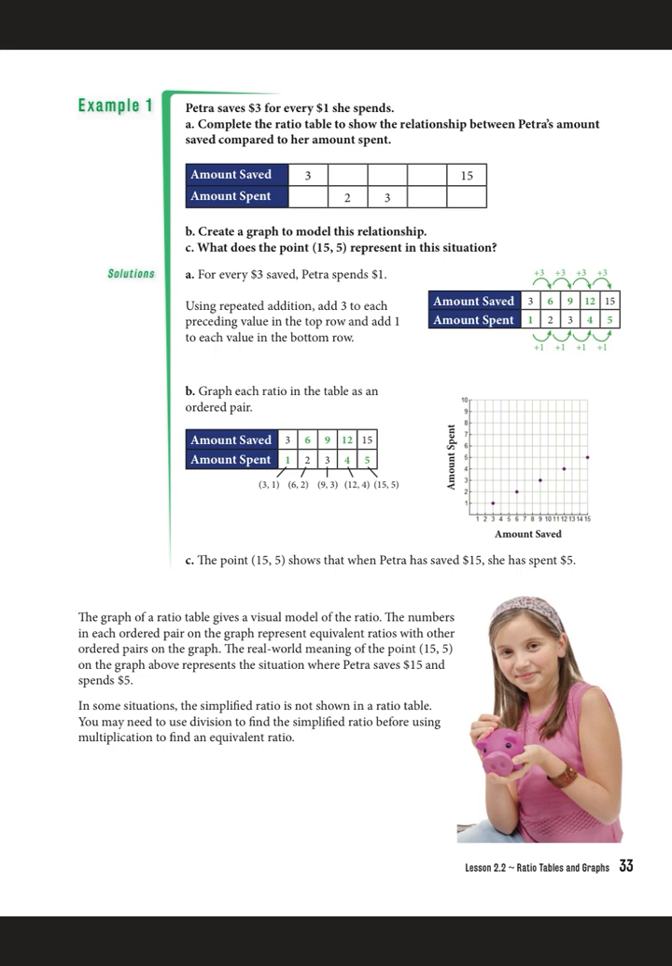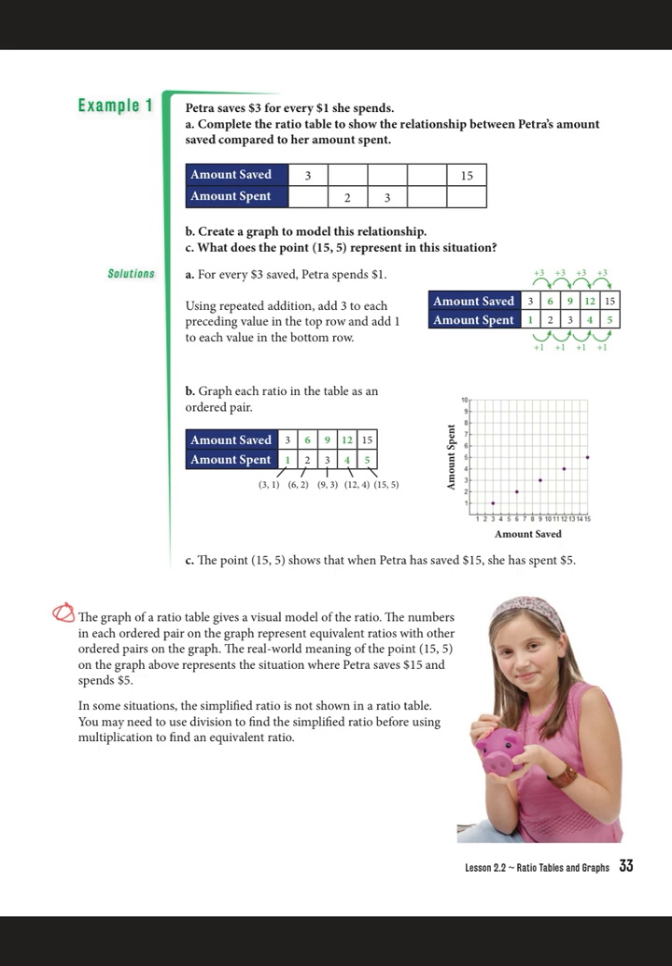So again, what I would do is pause this video and make sure you guys read through the solutions. Look at the diagrams, look at the tables, and then look at the chart there for part B where it says graphing. At the bottom there, it says the graph of a ratio table gives a visual model of the ratio. The numbers in each ordered pair on the graph represent equivalent ratios with other ordered pairs in the graph. The real-world meaning of the point (15, 5) on the graph represents the situation where Petra saves $15 and spends $5.